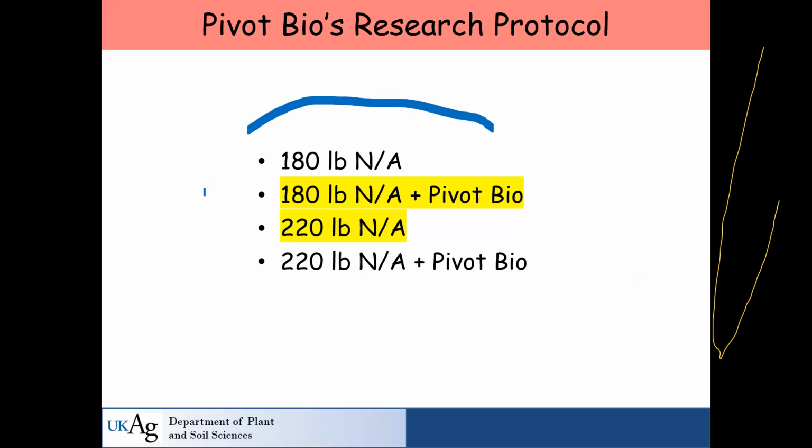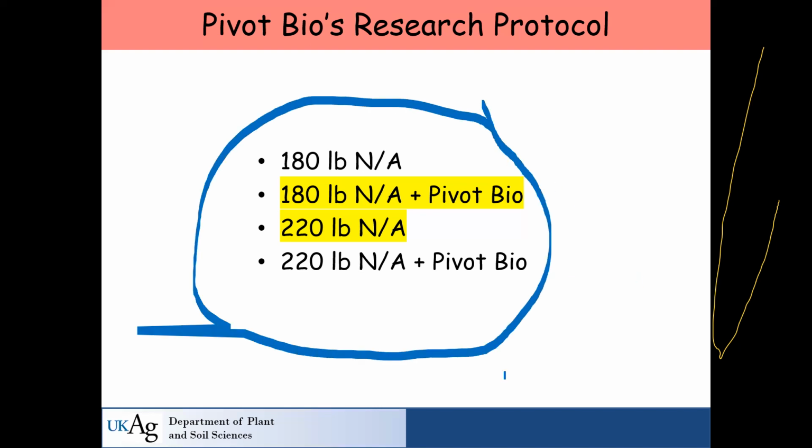What we have here is the rate of nitrogen for the corn crop, 180 or 220, and with and without Pivot Bio. On the face of it, at least, it looked fair that they had Pivot Bio at each of the two rates and not. But then I happened to talk to one of their local reps, who said, well, the two treatments we care about are these two. Anybody care to critique that particular arrangement?